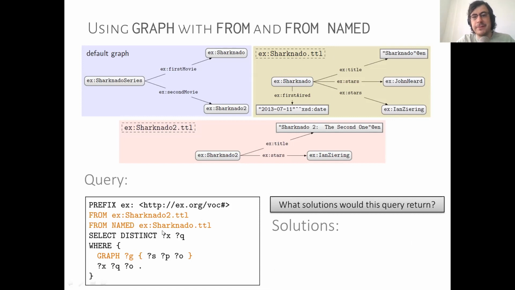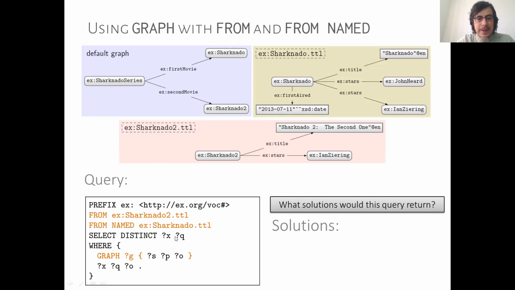Now we can combine FROM and FROM NAMED. In this case, we use FROM to define the default graph as this graph here. And we import as well a named graph, which is this graph here. So what we have now this time is a slightly more complex query where we have a join. So we have a join between a named graph here, or each named graph, and the default graph. So what we're looking for will match the named graph, which will be sharknado.ttl, and here we'll have every triple. This will match every triple in the sharknado.ttl graph.